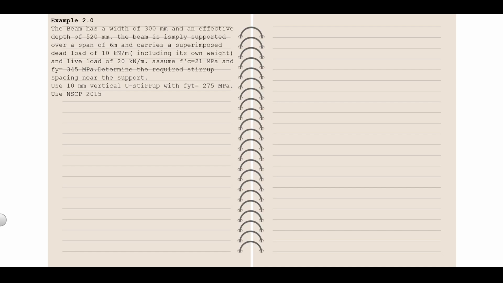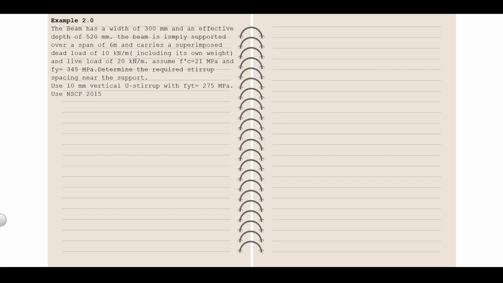Right, so for this example number 2, allow me to read to you problem number 2. The beam has a width of 300 millimeter and effective depth of 520 millimeter. The beam is simply supported over a span of 6 meters and carries a superimposed dead load of 10 kilonewton per meter, including its own weight, and live load of 20 kilonewton per meter.